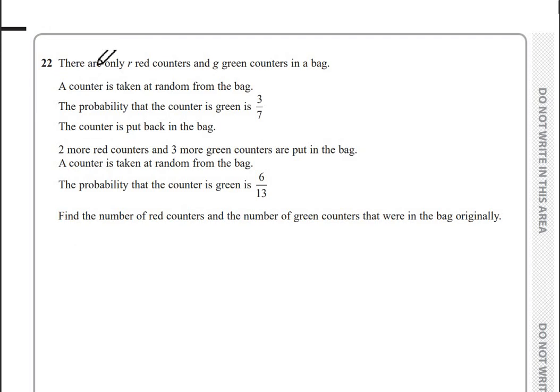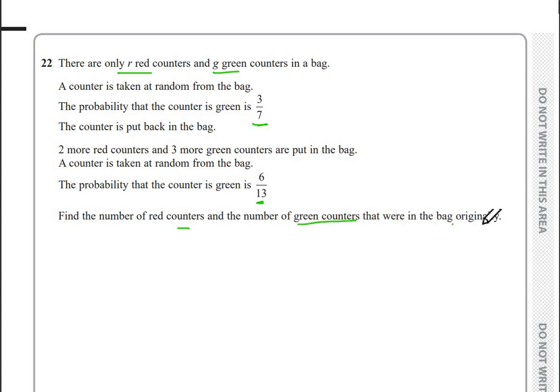There are only R red counters and G green counters in a bag. A counter is taken at random from the bag. The probability that the counter is green is 3 over 7. The counter is put back in the bag. 2 more red counters and 3 more green counters are put in the bag. A counter is taken at random from the bag. The probability that the counter is green is 6 over 13. Find the number of red counters and the number of green counters that were originally in the bag.